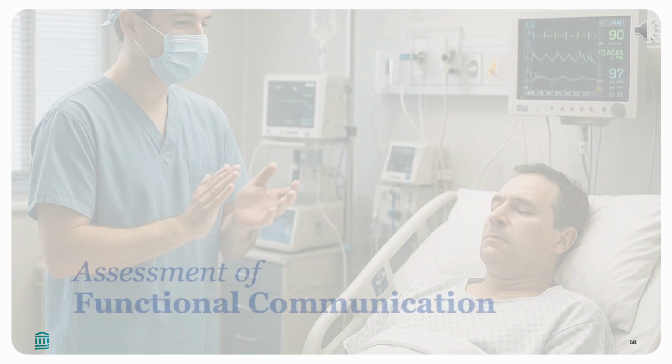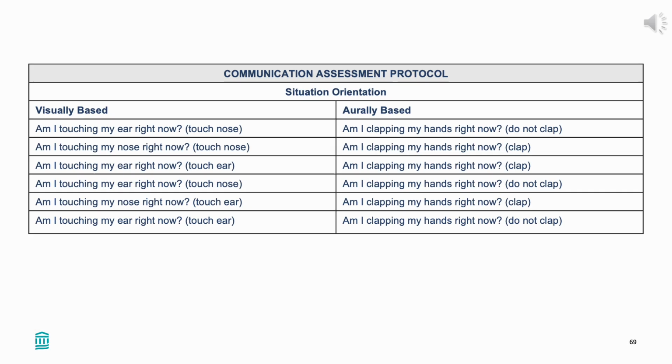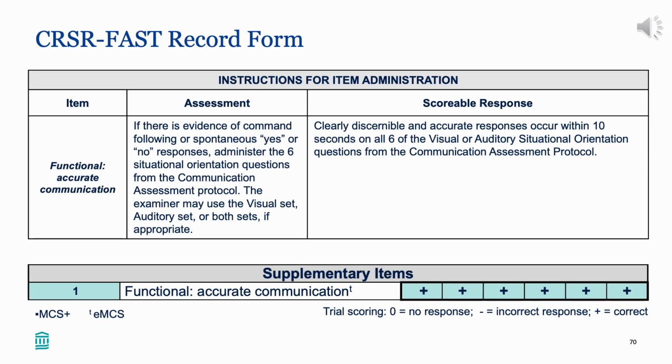If the patient demonstrates evidence of command following or spontaneous yes or no responses during the assessment, then the examiner can administer the 6 situational orientation questions from the communication assessment protocol to assess for functional communication. The communication assessment protocol is summarized on page 6 of the manual. The examiner may use the visual set or the auditory set or both sets if appropriate. The patient may provide a verbal response or another form of clearly discernible communicative response, for example, a head nod or thumbs up to the prompt. The patient's response must occur within 10 seconds of the delivery of the prompt to be scored.